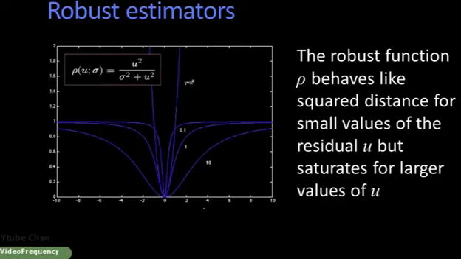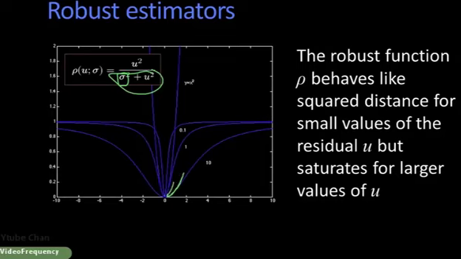Let's think about what happens for small values of u versus large values of u. If we pick some sigma squared, when u is small compared to sigma, sigma squared plus u squared is about sigma squared. That means the entire function is approximately u squared over sigma squared. So that just grows like u squared, the way our original function did, and it looks kind of parabolic to start with.